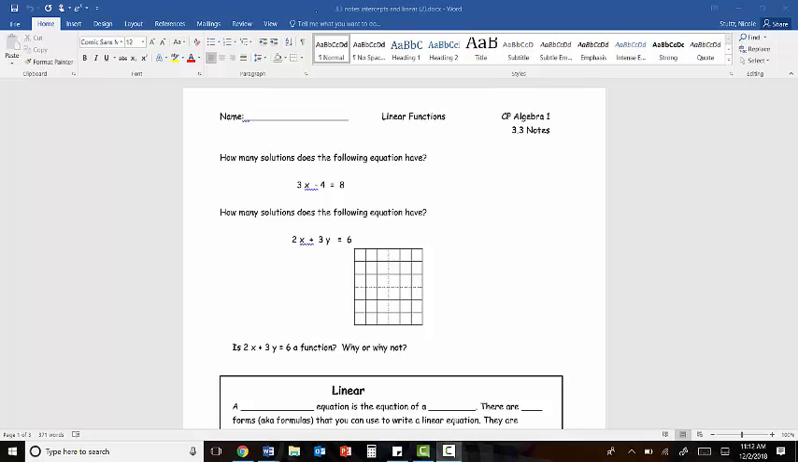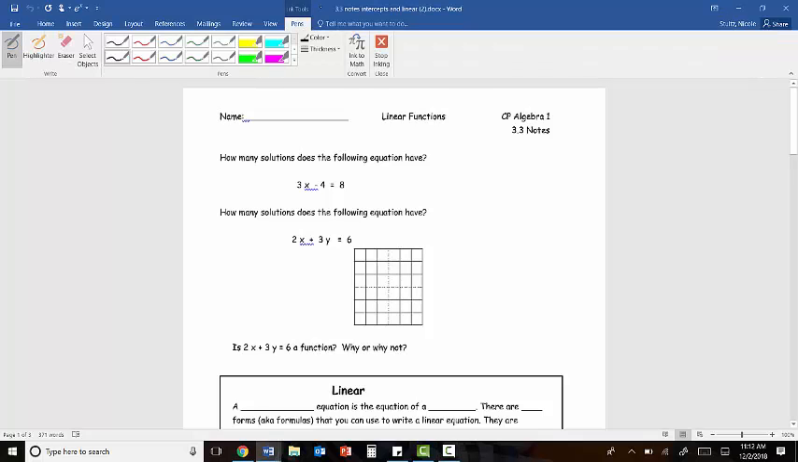Today we're going to talk about what linear means and how to tell if something is linear. Just as an intro, if we solve this equation, notice there's one variable, and that's x. We would add 4, so we get 3x equals 12, and then we divide by 3 on both sides and we get x equals 4. So 4 is the only solution. This has one solution because it has one variable.